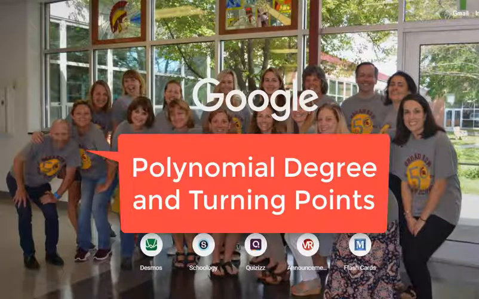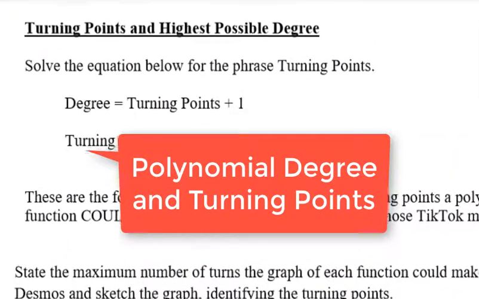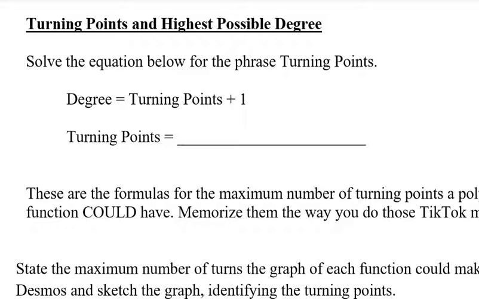Mr. Muscarella coming at you. And in this video, we're going to take a look at the relationship between the degree of a polynomial function and the maximum number of possible turning points of said polynomial function. So just kind of taking a look at this relationship here between turning points and the highest possible degree. That's right, there's a little formula for it. And the formula is that the degree equals the turning points plus 1.